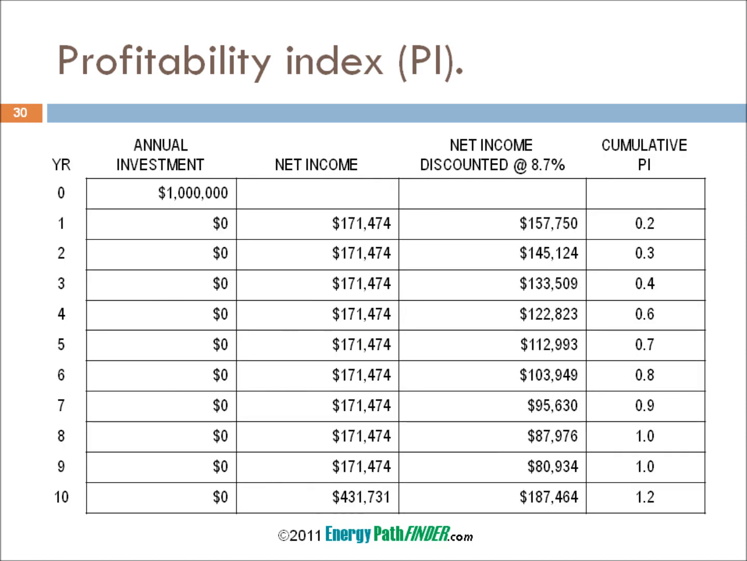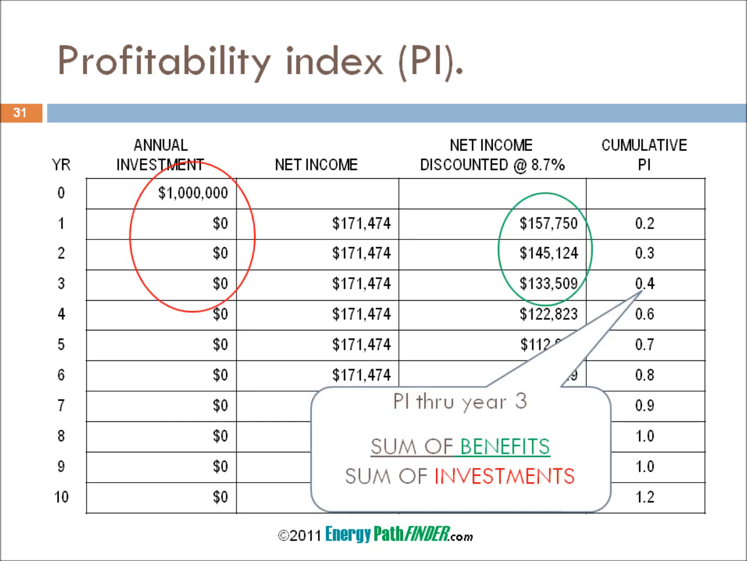In this slide, we see how discounting affects future returns. Discounting is achieved using the weighted average cost of capital, which for this example is 8.7%. We also see that the PI metric is dynamic over a range of years. The benefits and investment values used to calculate the PI metric are summed cumulatively through each successive year. For example, the PI through year 3 is only 0.4.